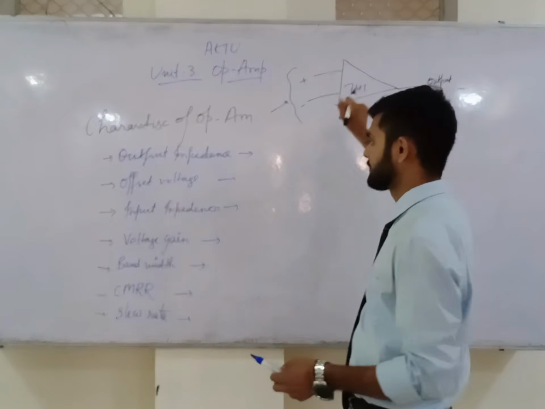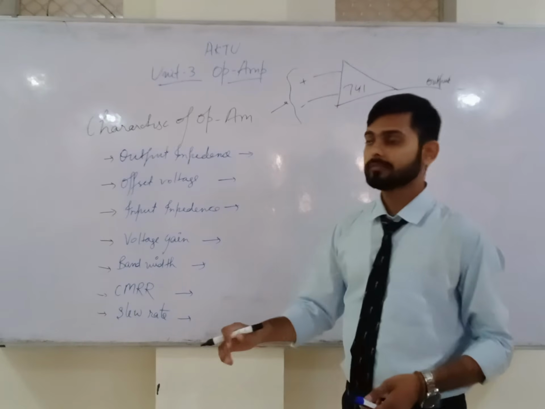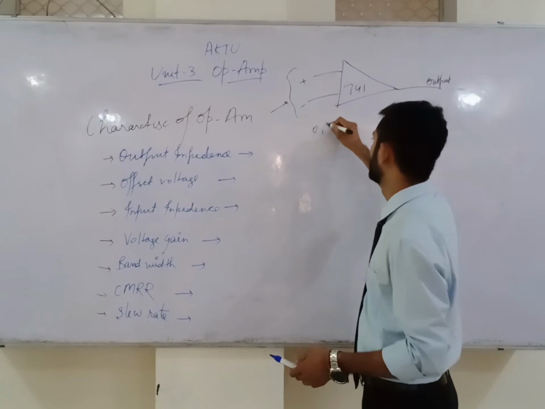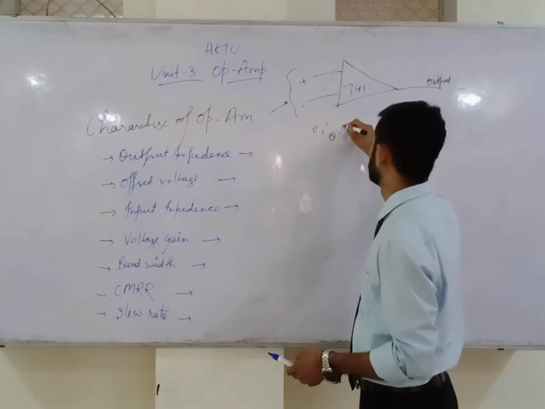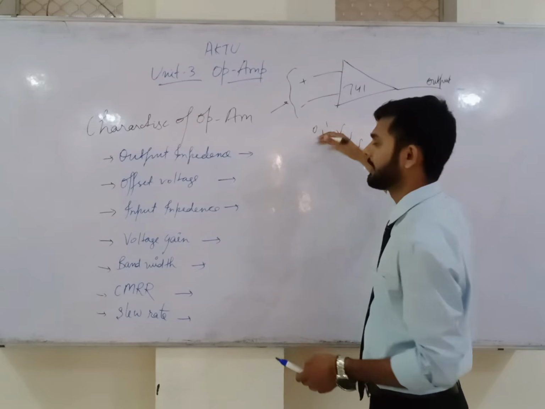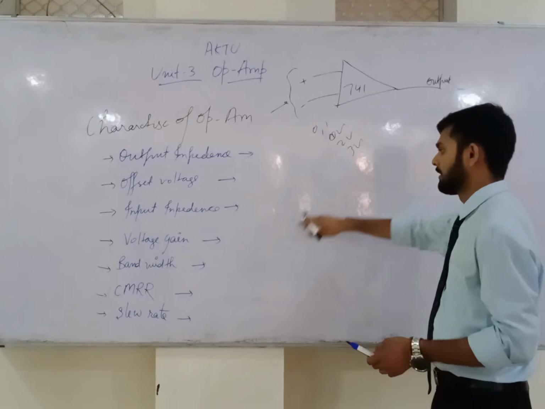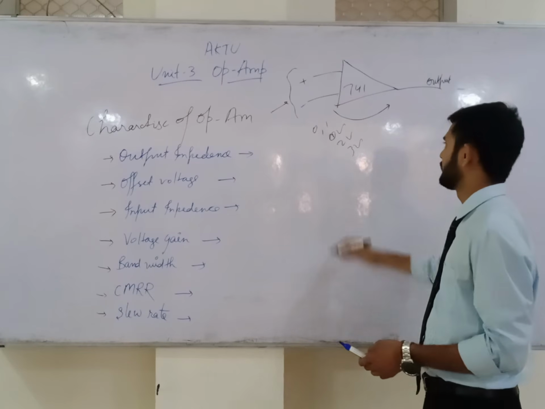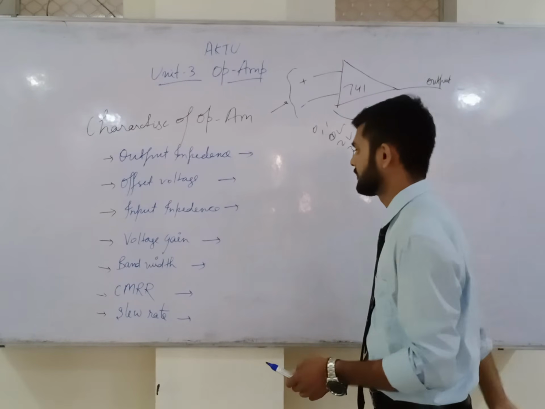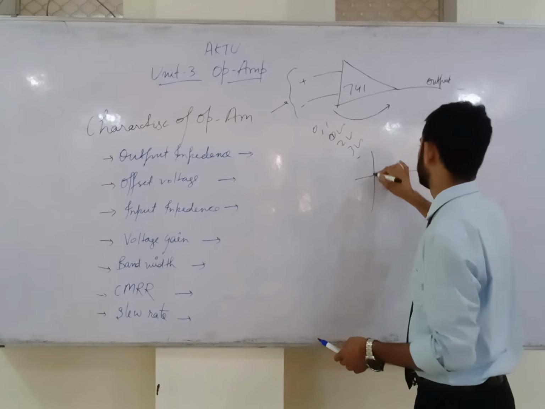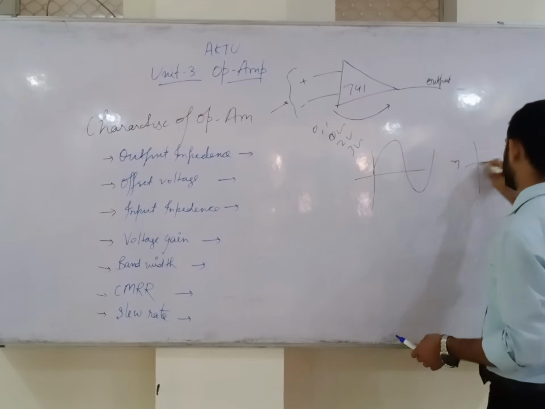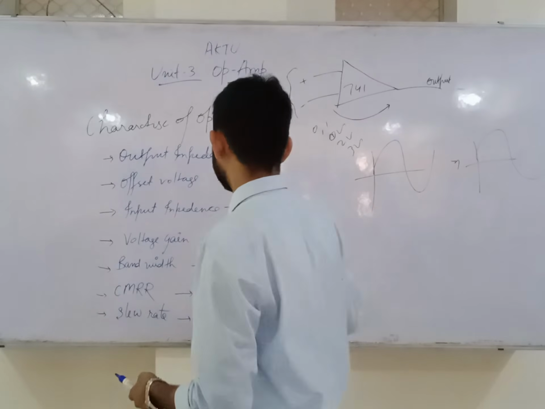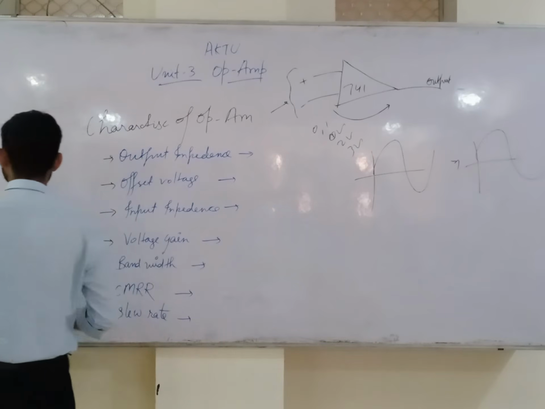Voltage gain: if we put input on this, values like 0, 1, 0 volt, 2 volt, 3 volt, we can put any voltage on this op-amp, and the op-amp enhances the voltage from input to output. This is known as voltage gain. Bandwidth is the frequency range it works on, the enhancement on this. This is bandwidth.